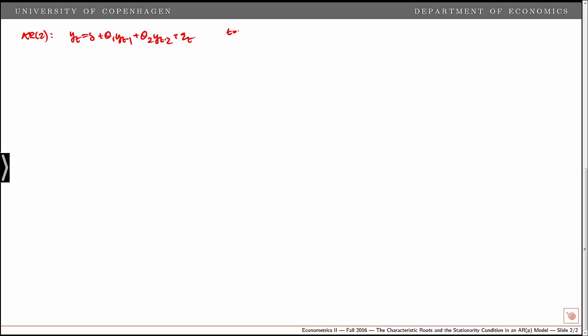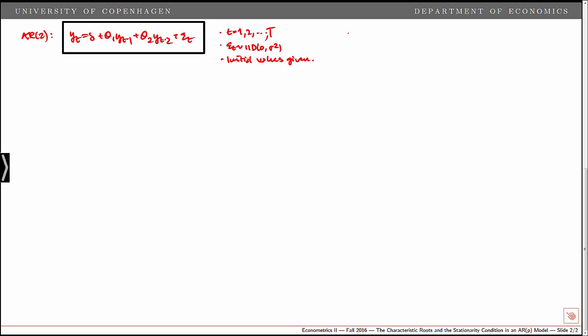We make the usual assumptions, t equal 1, 2 to capital T, so that's our sample size. We assume epsilon_t is IID, mean 0, variance sigma squared, and finally we assume that the initial values are given. Next we define the lag operator.